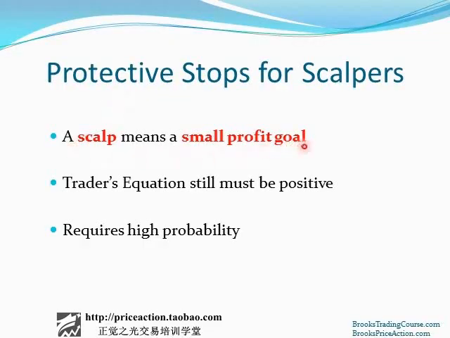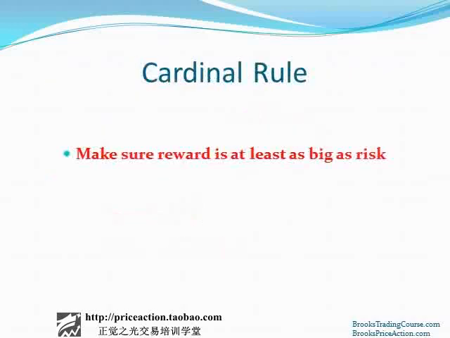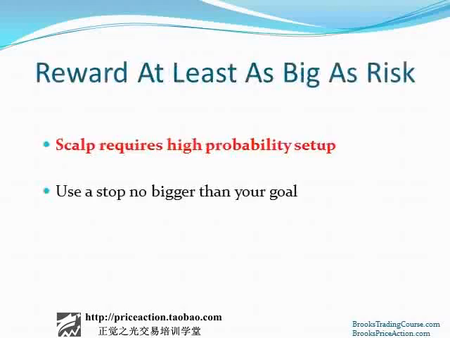Remember, a scalp means a small profit target, and usually traders don't allow pullbacks, except maybe a small pullback. To take a scalp trade, the trader's equation still must be positive. If you're going for a small profit, you need a high probability trade. The cardinal rule of all trading is to make sure that the reward is at least as big as the risk, even with a scalp. A scalp requires a high probability setup, and you can use a stop that is no bigger than your goal. And also, once you figure out what your stop has to be, you have to make sure that your goal is at least as big as your stop.